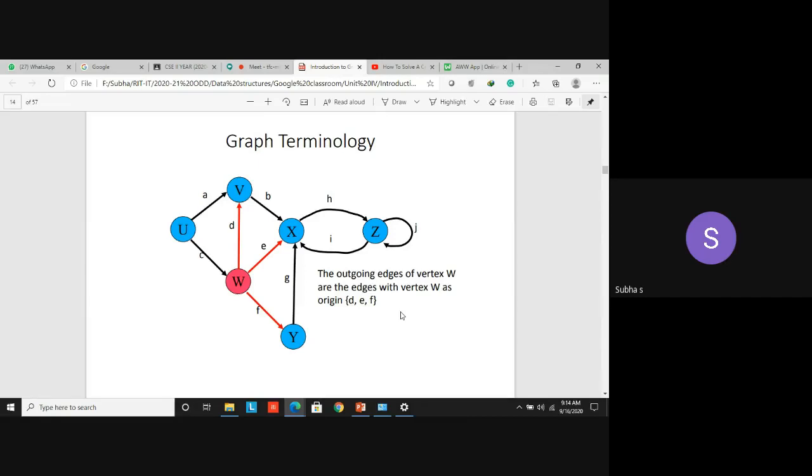Now tell me, in this diagram itself, how many edges are incoming to that particular vertex W? There is only one edge. Incoming means it is reaching the particular vertex W. There is only one edge, C, from vertex U. So one incoming edge and three outgoing edges. This is called finding the in degree and out degree.